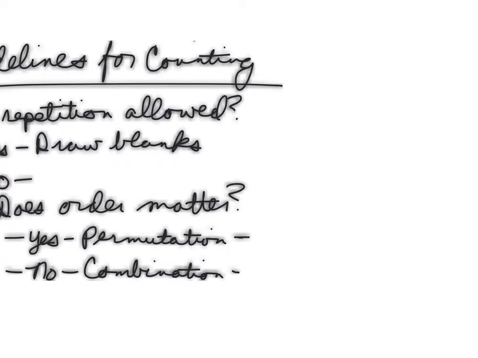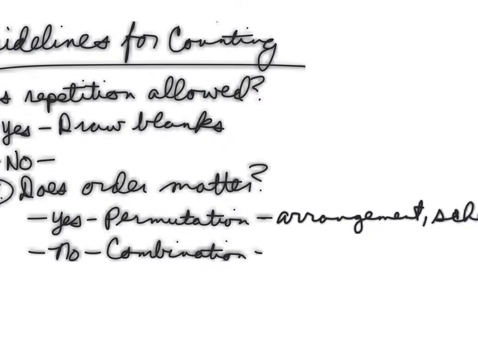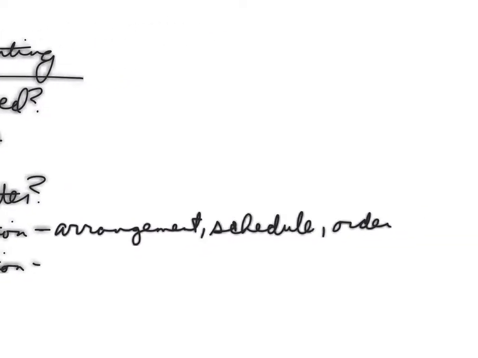So I'm going to give you now some key words that usually mean one or the other as far as permutation or combination. So if in your problem you see words like arrangements, schedule, and obviously order, then you probably have a permutation. Arrangement, schedule, and order. How many arrangements, how many schedules, how many orders?